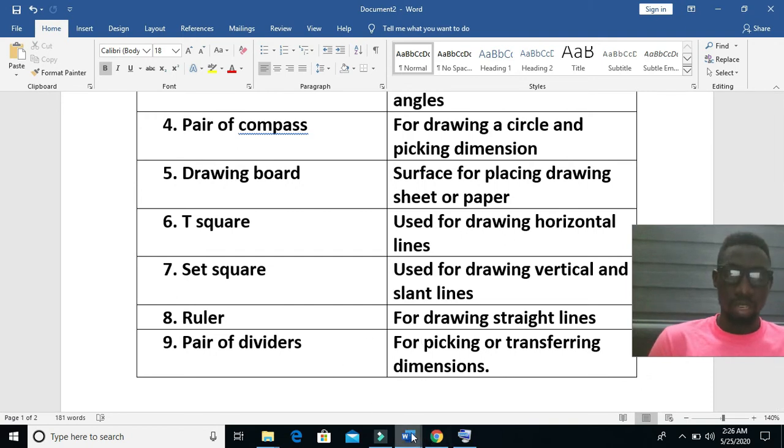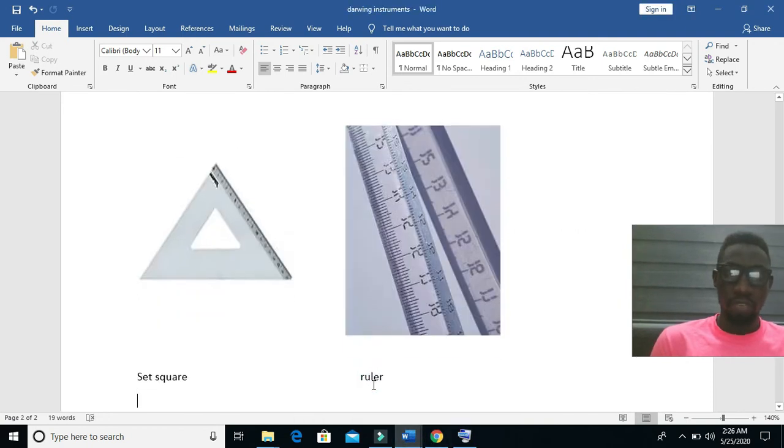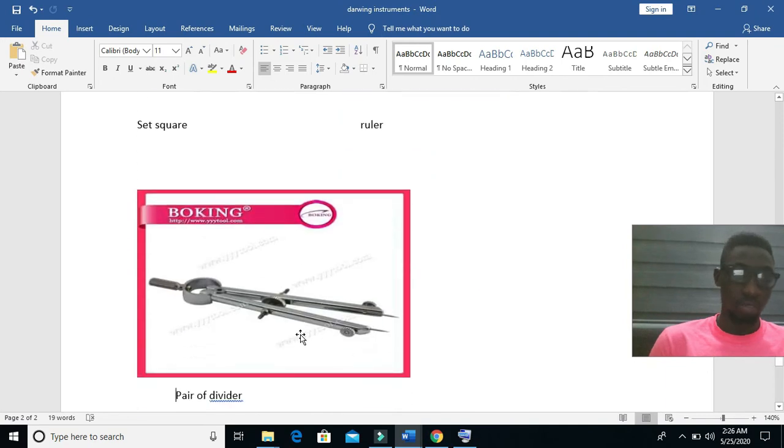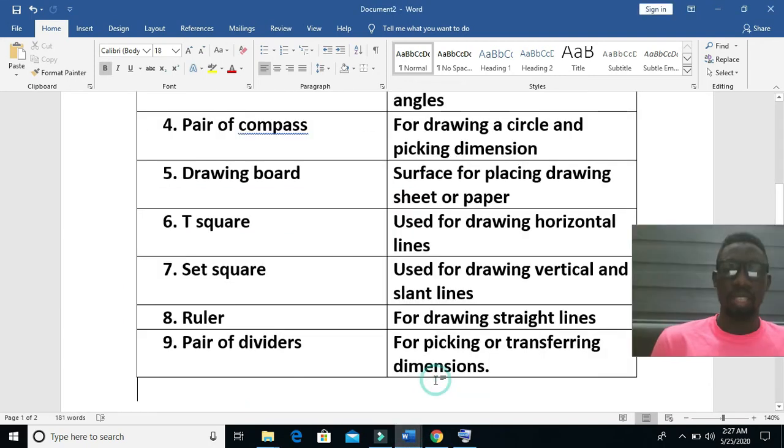And a picture of a divider is what we have here. I think I can see it. You know it very well now. So all you need to do is put one of the pointed ends at one end of your measurement and put the other one at the other end of your dimension. That helps you to pick the measurement, and you can transfer it to another place where the measurement is needed. All right, those are the 9 drawing instruments we are going to be considering today.